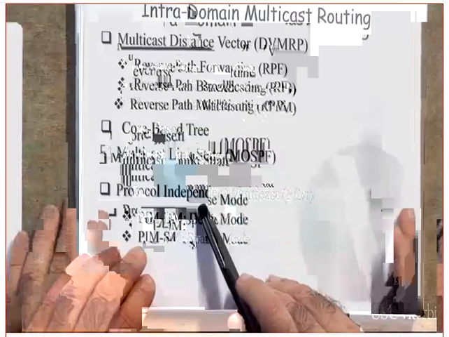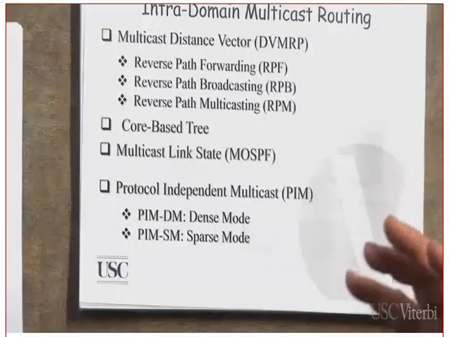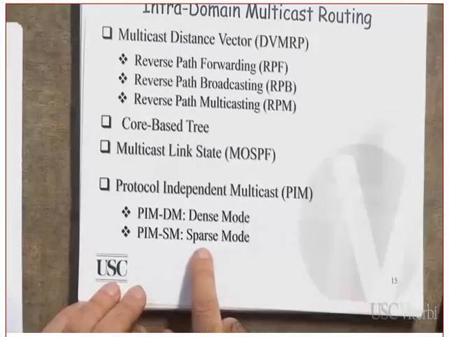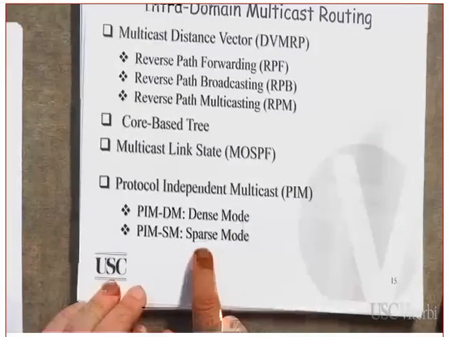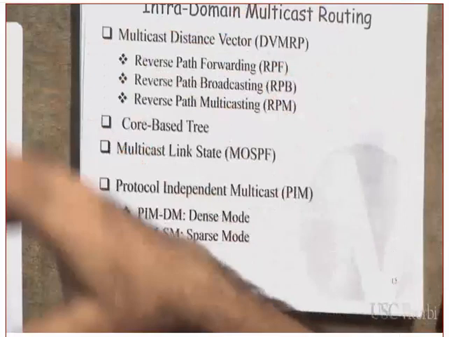Now, the multicast protocols can be classified into whether they use a source-based tree or a group shared tree. Remember, in a source-based tree, there will be a multicast tree for every source. If we have n sources, we need to create n trees, one for each source. Whereas with a group shared tree, we are going to use only one tree to share among all members of the multicast.